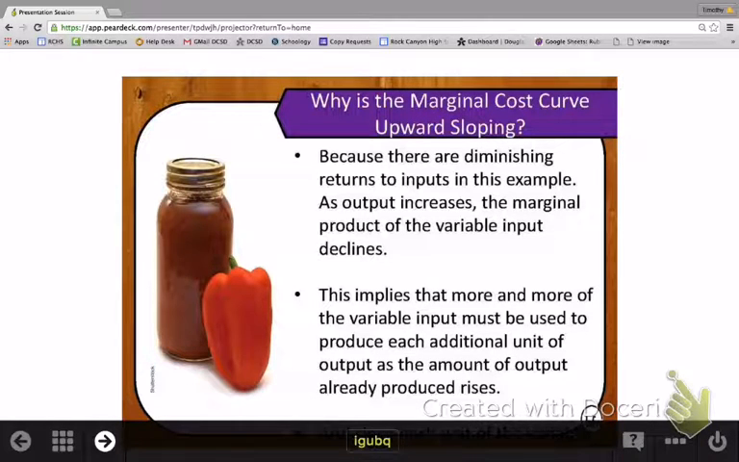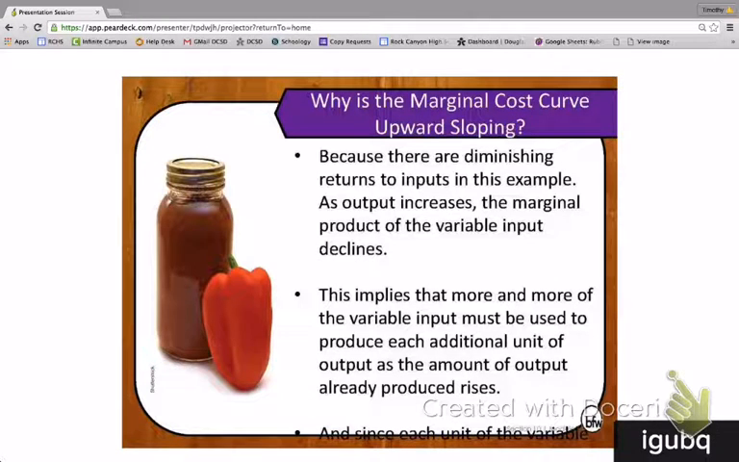Now, the question is, well, why is the marginal cost curve upward sloping? As I've alluded to prior to this, because there are diminishing returns to inputs in this example, as output increases, the marginal product of the variable input declines. And this implies that more and more of the variable input must be used to produce each additional unit of output, as the amount of output already produced rises. And since each unit of the variable input has to be paid for, and it's producing less, the marginal cost increases.